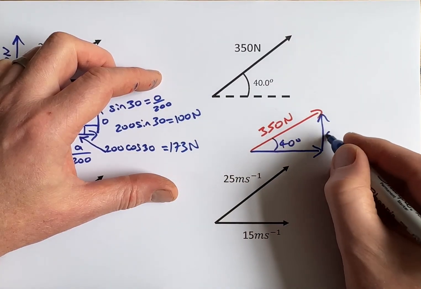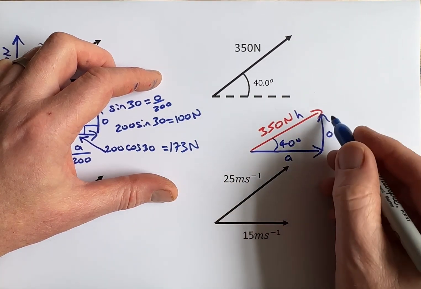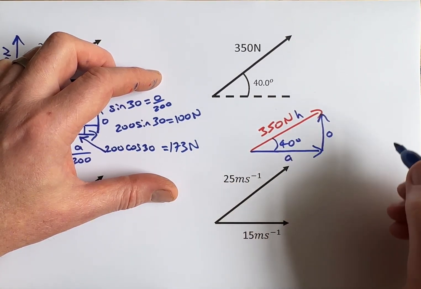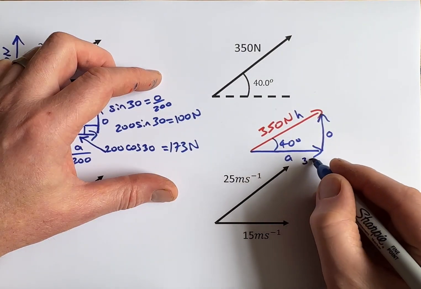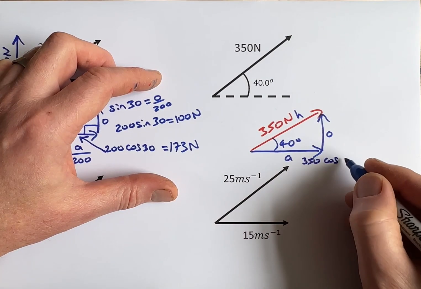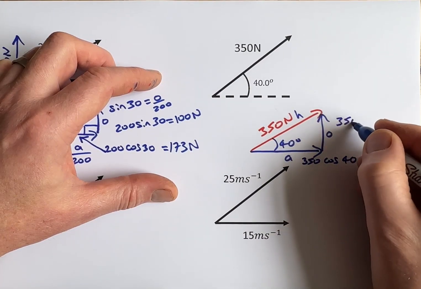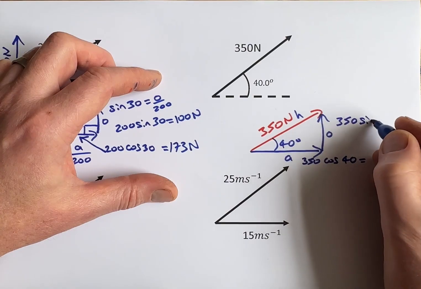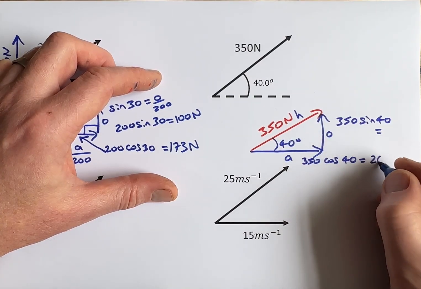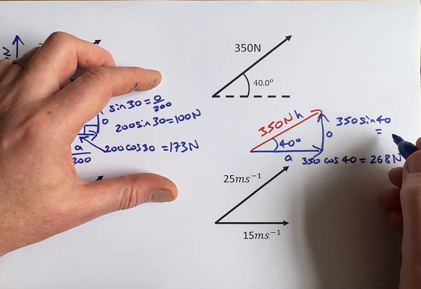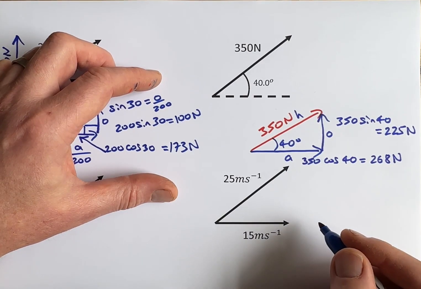So again, this is the opposite. This is the hypotenuse. This is the adjacent. So to work out the horizontal component, we're just going to do 350 cos of 40. And to work out the vertical component is 350 sine of 40. Okay, that gives you 268, and this gives you 225. All right, so that's how we do that one.